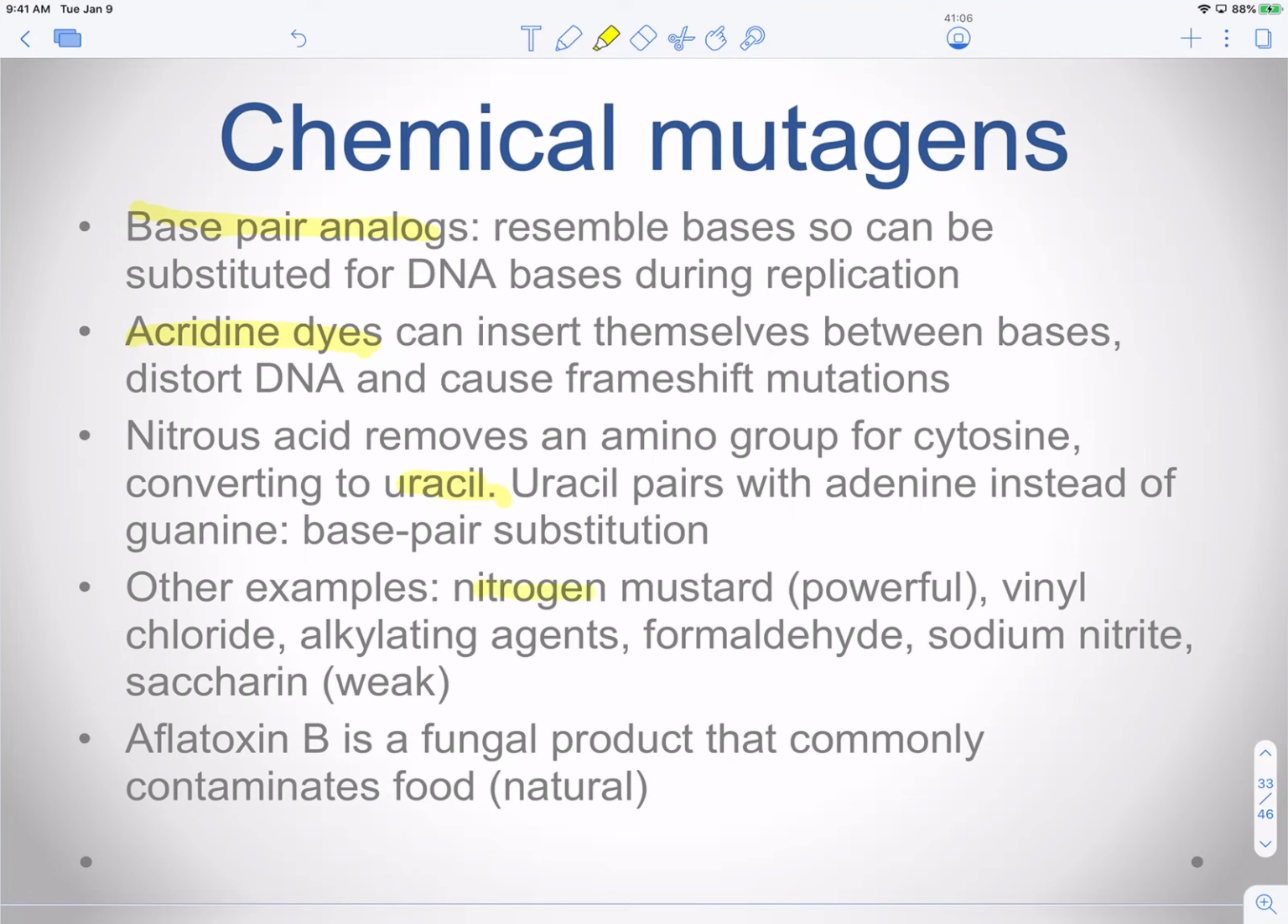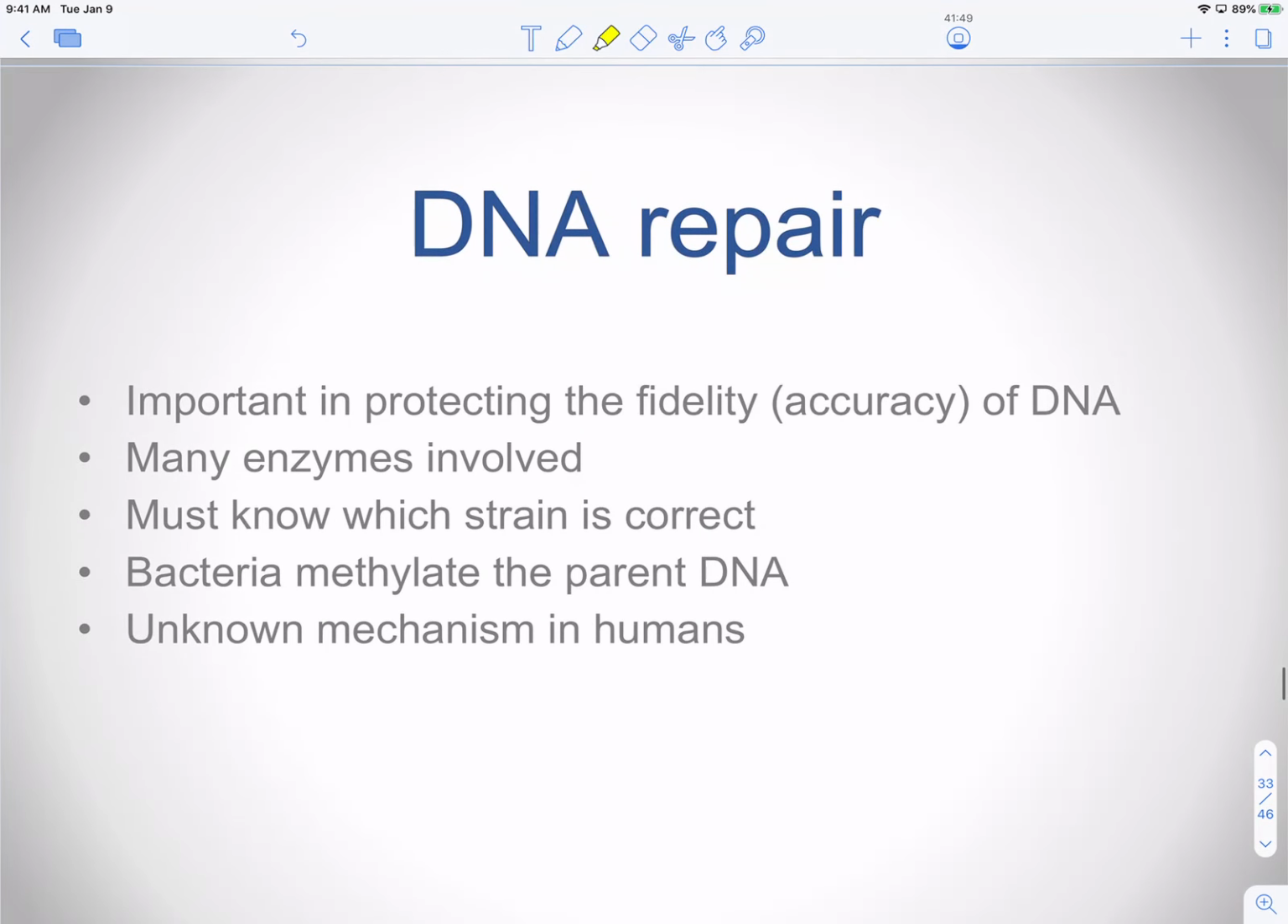You also have mustard gas, which is a very powerful mutagen, vinyl chloride, and formaldehyde, which is used commonly to preserve tissues for study. You have saccharin, which is a weak mutagen, but it has been shown to be a mutagen, and that can be found in some of the artificial sugars. Aflatoxin B is a fungal product that is going to contaminate food, and it's a natural mutagen. Aflatoxin B is going to be processed by our P450 enzymes, and our P450 enzymes will actually make aflatoxin B more toxic by a chemical reaction.